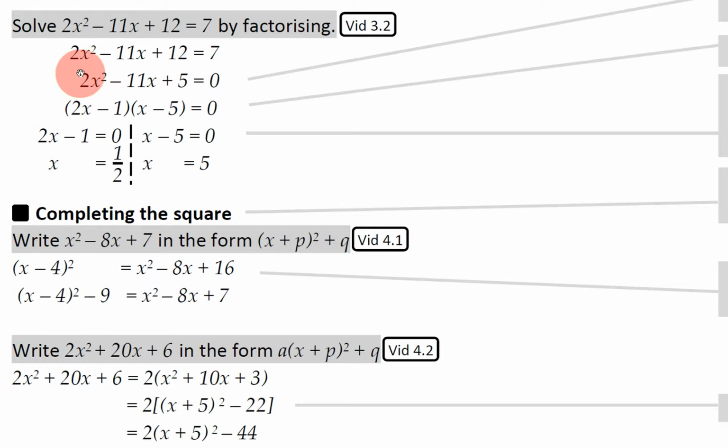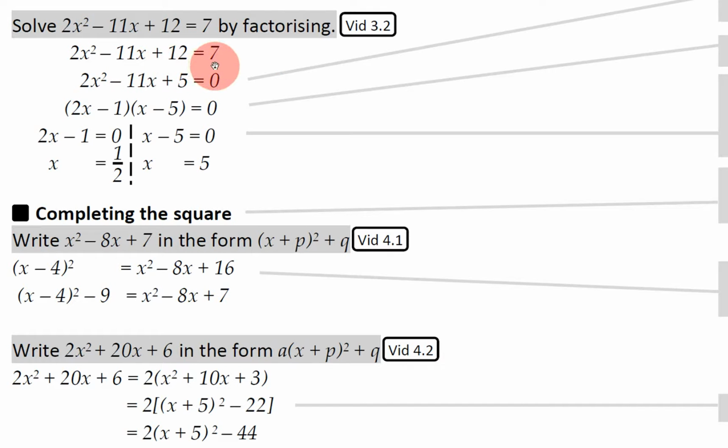There are many different ways of solving a quadratic expression like this one. In this example, I'm going to show you how to do it using factorising. Now, it might sound a bit strange, but I'm not going to show you how to do the factorising bit because I've shown you how to do that in previous videos. And really what I want to do is focus on the other things you also have to do when solving by factorising. So here we go, we've got 2x squared minus 11x plus 12 equals 7.